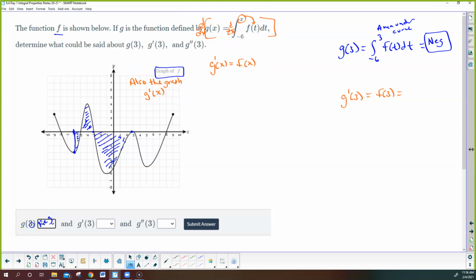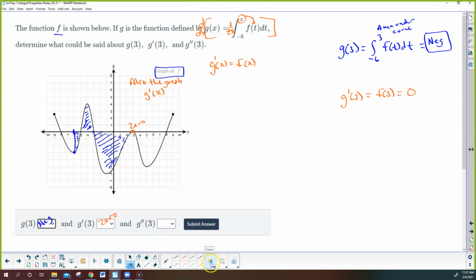So I know that G of 3 is negative. G prime of 3 is the location. Right? Where is f of 3? So if I go over 3, where's my value? This value is 0. So I know that G prime of 3 is just a location on the graph because I know how f and G are related.